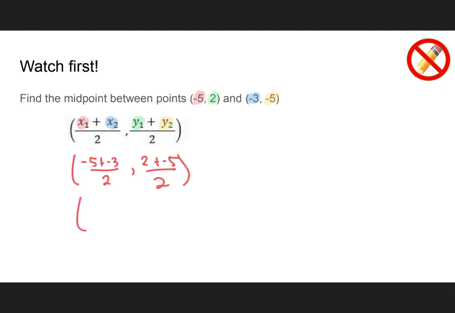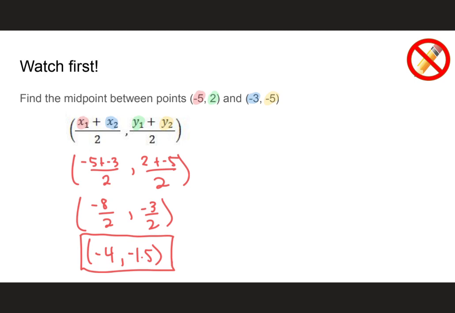So we're going to simplify the numerator. So -5 plus -3 is -8 over 2. And then 2 plus -5 is -3 over 2. So then simplifying our fractions, -8 divided by 2 is -4. And -3 divided by 2 is -1.5. So the midpoint between the 2 points is going to be at -4, -1.5.